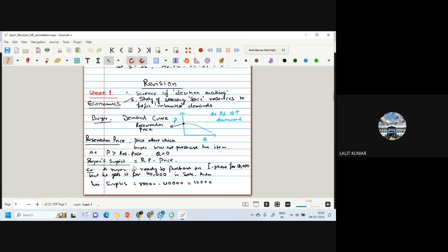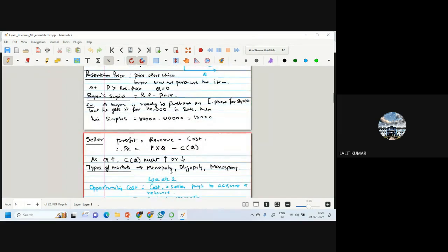So buyer surplus is the reservation price minus the price at which I have purchased that item. Mentally, I was ready to purchase that item for some price, the actual price is this, and that is my surplus. So the buyer's intent is always to have the buyer surplus. Let's have an example from the seller's perspective, where profit is equal to revenue minus cost.